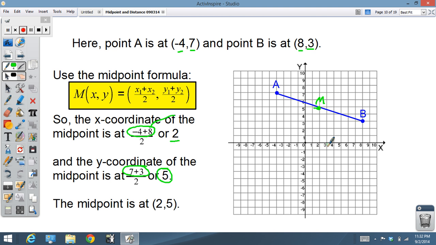And we've split our segment into two congruent halves. And that makes sense also. Check it out. We go down 2 and over 6. Down 2, over 6. We've created two congruent triangles. So therefore, these two segments here must be congruent. Cool? Cool. All right.